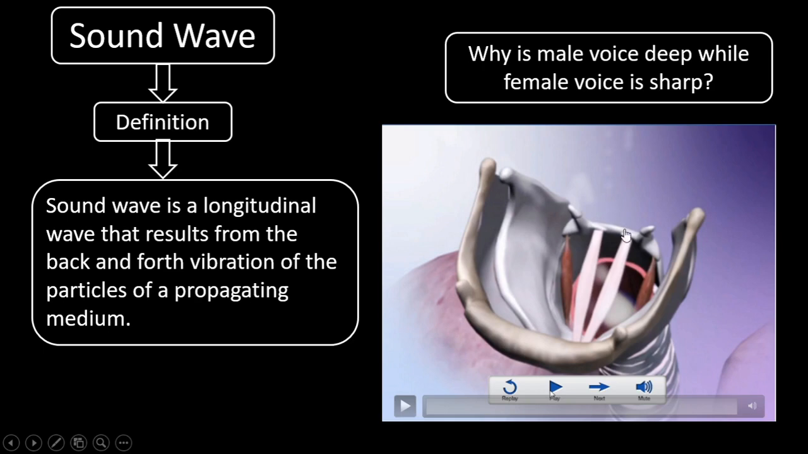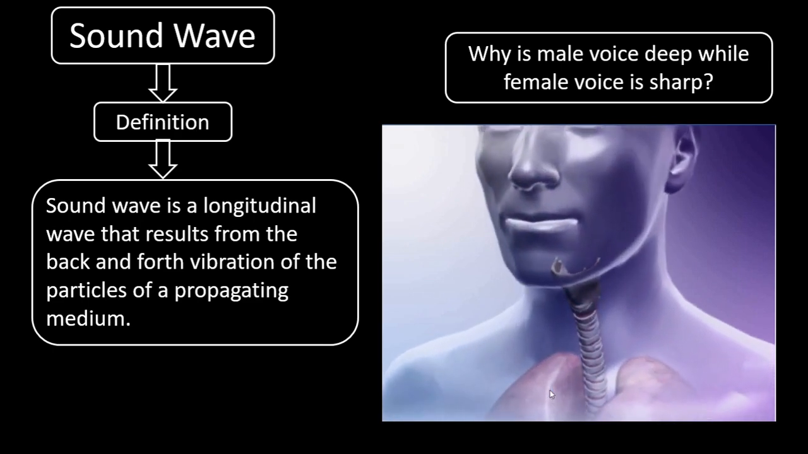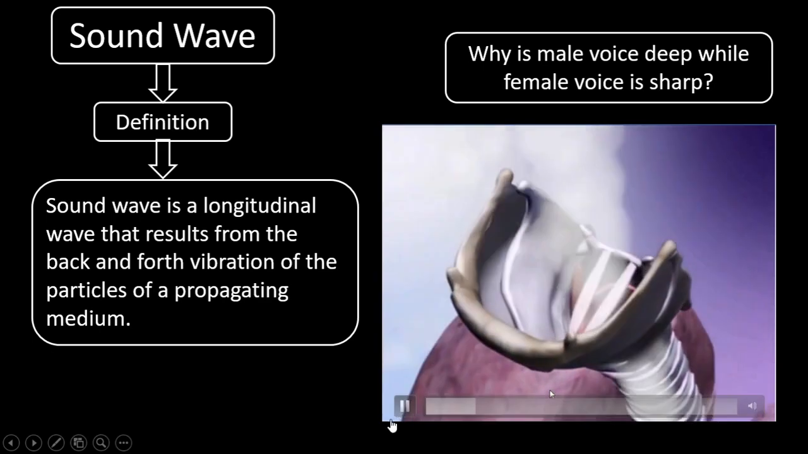This video demonstrates how the vocal cords present in the larynx in our respiratory tract vibrate to produce sound. Phonation is the production of sound by structures in the upper respiratory tract. During exhalation, air passes from the lungs through the larynx.